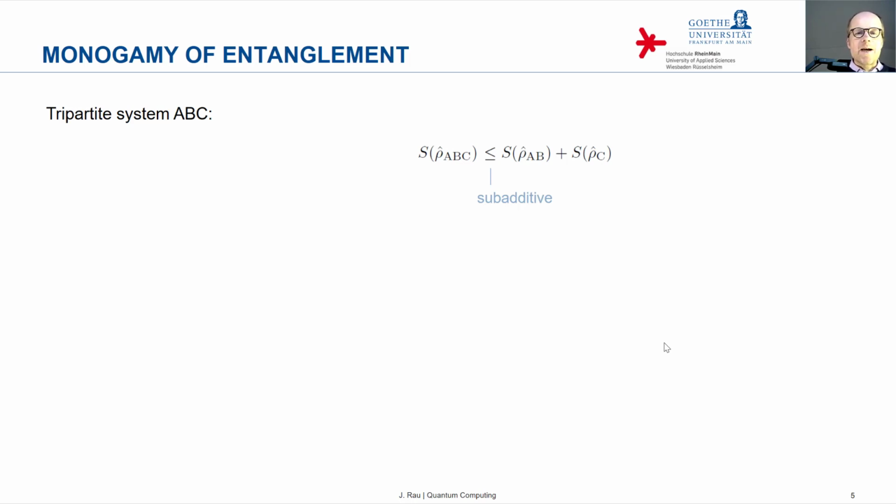On the left hand side, we can write a lower bound, which is given by the Araki-Lieb inequality. The joint entropy must be greater than or equal to the absolute value of the difference of these two entropies. So AB as one part and C as the other part.